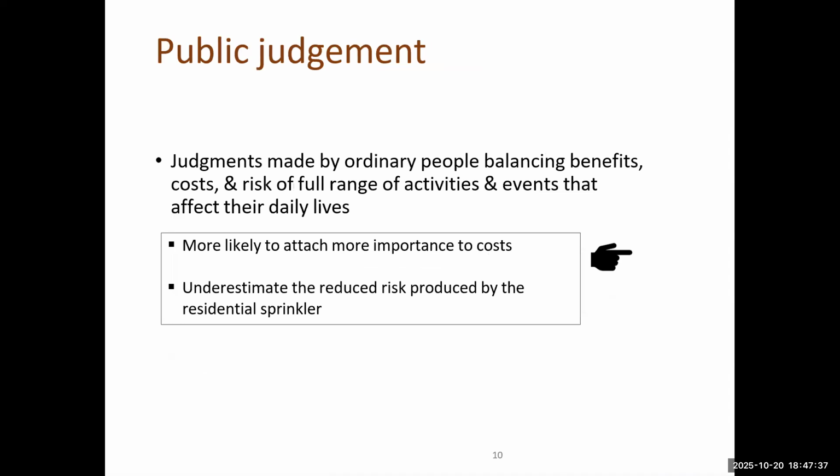But how about the general public? For the public judgment, however, it operates with a different calculation. They are balancing the benefits, the cost, and the risk of the full range of activities in their daily life. So when considering residential sprinklers, they are more likely to attach greater importance to the cost, and they may significantly underestimate the reduced risk the sprinkler can provide. Their judgment is often more influenced by immediate cost than by the statistical benefit.